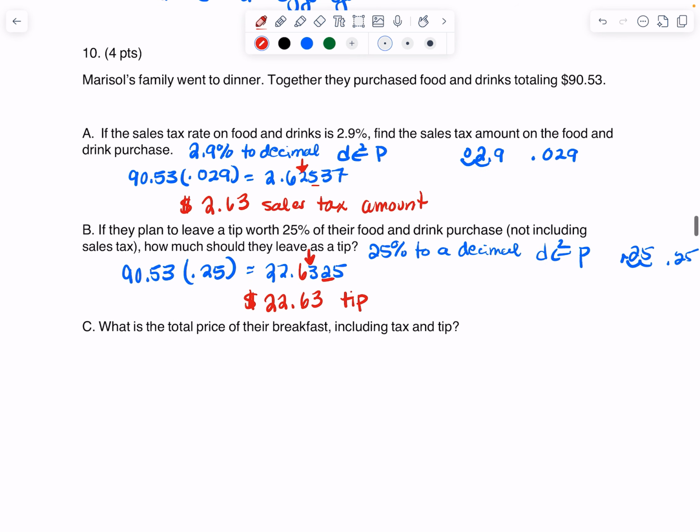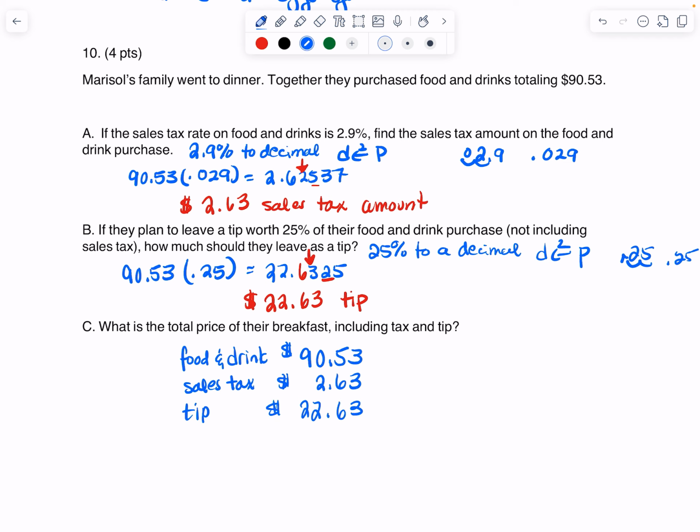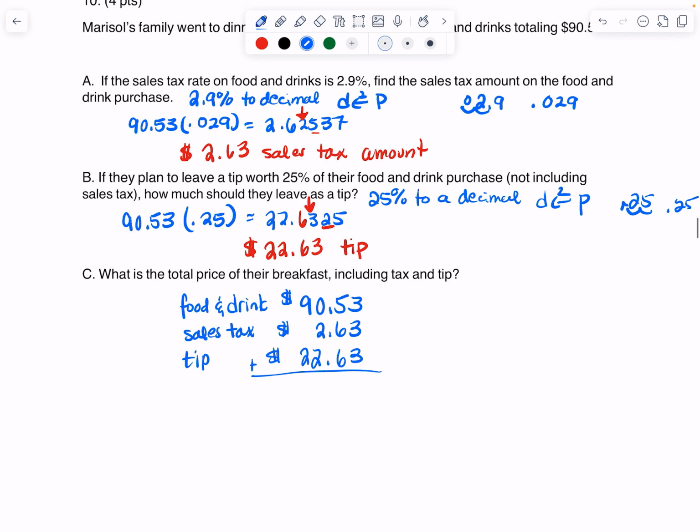So what's the total price of their breakfast? So we have the food and drink. That's $90.53 plus we have the sales tax. The sales tax was $2.63, plus we have the tip. And the tip was $22.63. So what I'm going to do is add everything up to get the total.